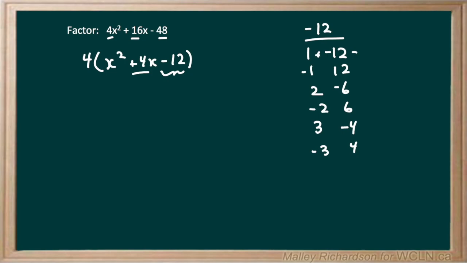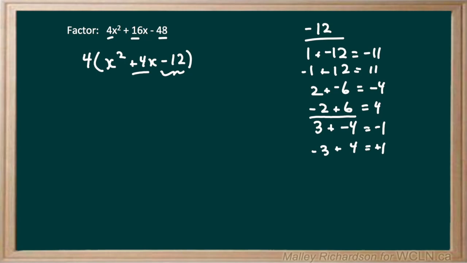1 plus negative 12 gives us negative 11. Negative 1 plus 12 gives us positive 11. 2 plus negative 6 gives us negative 4. Negative 2 plus 6 gives us positive 4. 3 plus negative 4 gives us negative 1. And then negative 3 plus 4 gives us positive 1. So which of these factors add together to give us positive 4? Well, that would be our negative 2 and positive 6.